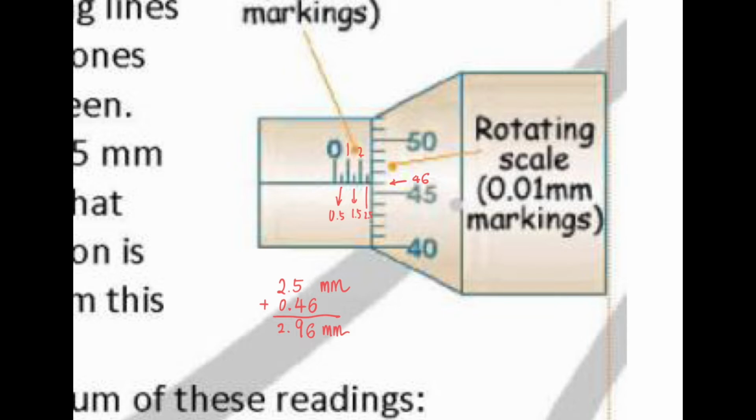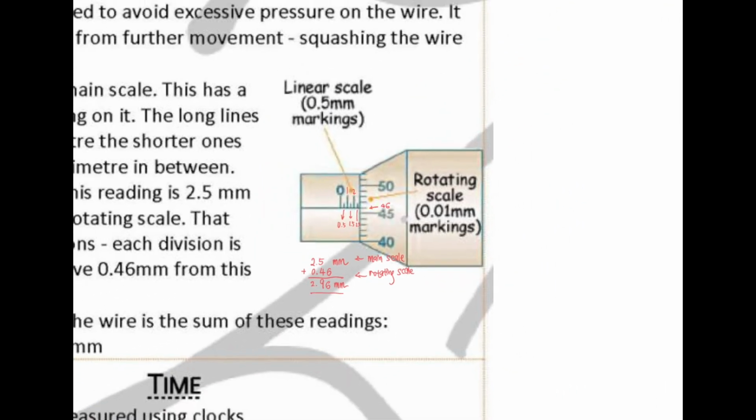So you can see two parts. This is from the main scale. This is from the rotating scale. Then you add up, 2.96 mm is the diameter of the wire. Okay, so that is how we read. Okay, now let's continue.